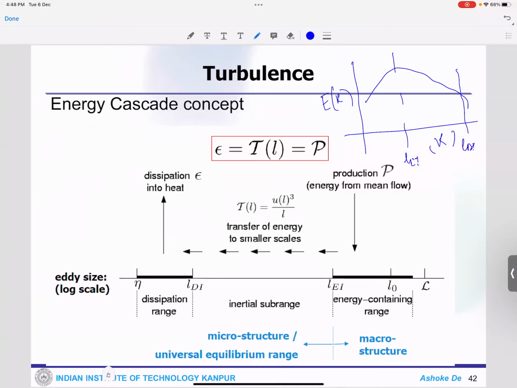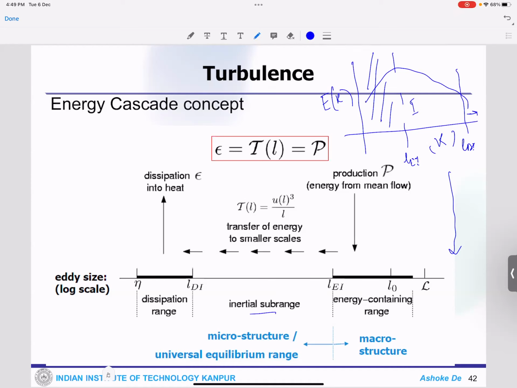This is the boundary of the dissipation range. So this is what you are shown here. Your large scale structures, which are sitting in this particular zone, are the ones that carry the majority of the energy. This is your energy containing range. This is called the inertial subrange, and finally the dissipation range, which goes to the smallest size of the eddies, the Kolmogorov size, where they get dissipated.